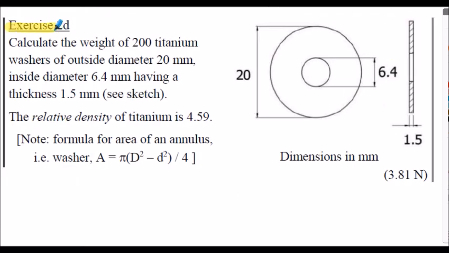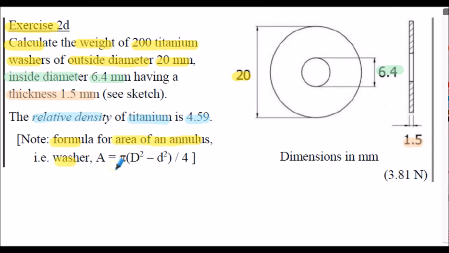Exercise 2, this is for you to attempt. You have to calculate the weight of 200 titanium washers having an outside diameter of 20 millimeters, shown in the sketch here, and an inside diameter of 6.4 millimeters, shown here. The thickness of the washer is 1.5 millimeters. In the question, we're given the relative density of titanium is 4.59, and also a hint in the question to use the formula for the area of an annulus for calculating the area of the washer.